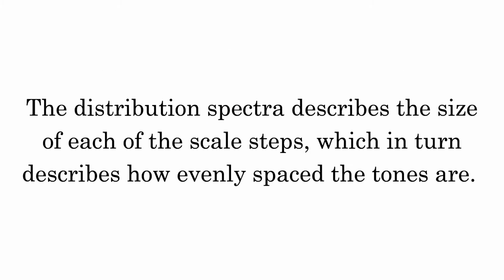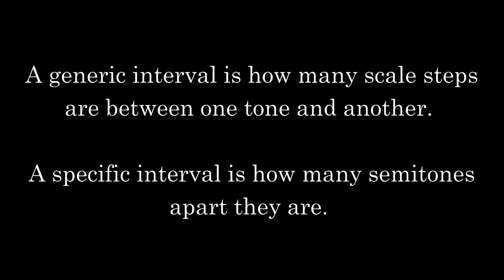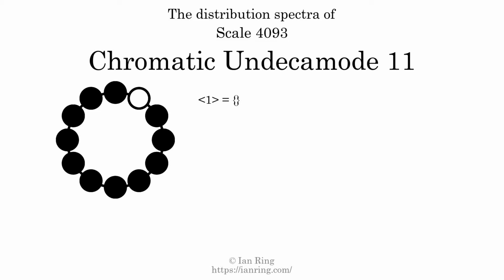The distribution spectra describes the size of each of the scale steps, which in turn describes how evenly spaced the tones are. A generic interval is how many scale steps are between one tone and another. A specific interval is how many semitones apart they are. The generic interval of one scale step comes in two different specific interval sizes. 1 semitone and 2 semitones. The spectrum width of this generic interval is the highest, 2, minus the lowest, 1, which equals 1.